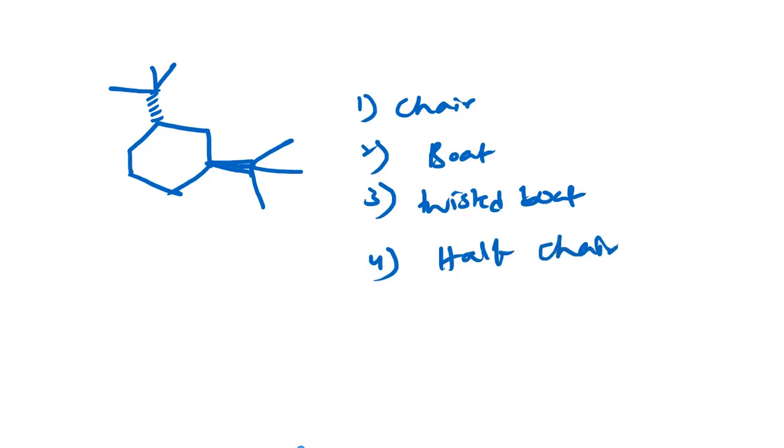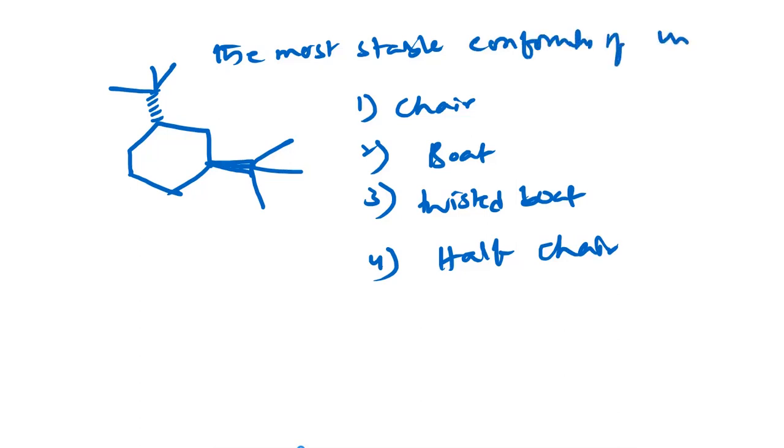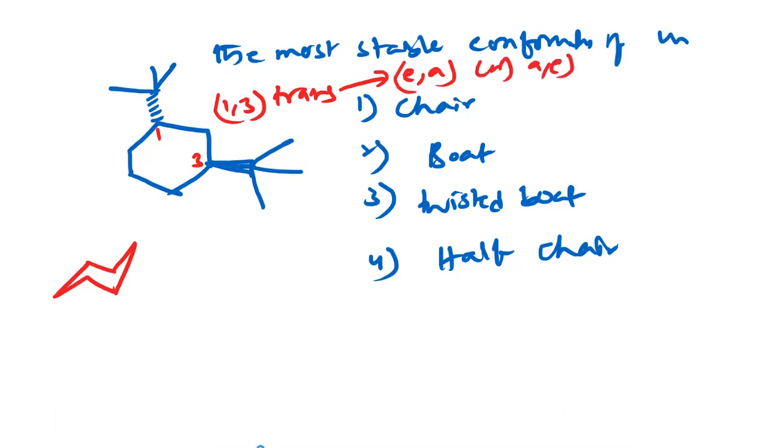Right, the question is: the most stable conformation of the given structure is? So which one is the correct one? Which one can you choose? Here we need to try all those conformations. Just look at the chair conformation, how it will give. So it is 1, 3 trans. Already we have seen that 1, 3 trans will give an equatorial-axial or axial-equatorial relationship of these bulky groups on its chair conformation.